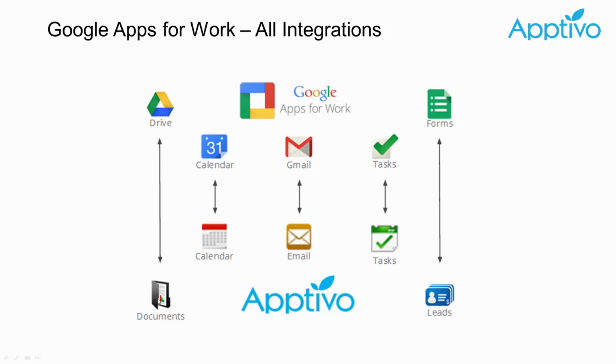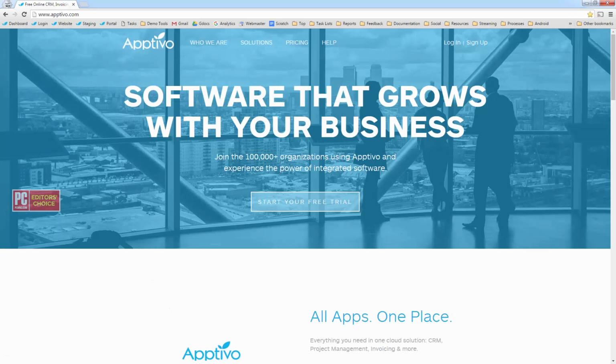So the idea is that you can take a file that's stored in Google Drive and link it on an existing contact. Same thing, a calendar event can be a Google Calendar event, but it can be linked inside of Apptivo. And you can send emails, but your conversations are captured in the context of a contact. So let's go ahead and log into a demo account right now, and take a look at what these features look like inside of Apptivo.